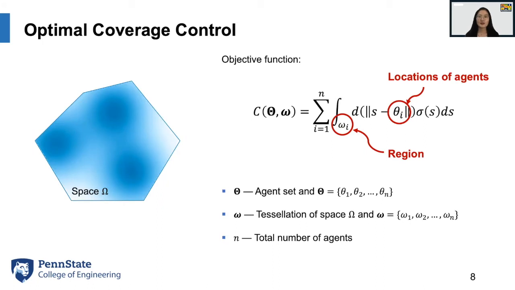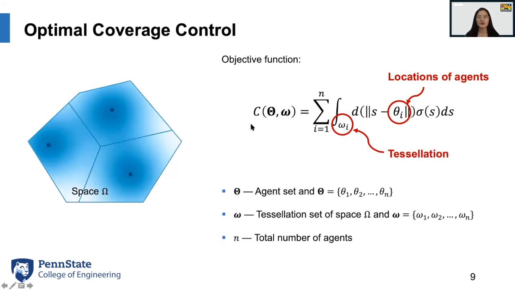Let's think about this further. If we have multiple agents and a complex distribution on space omega as shown in the figure, then we need to divide the space omega into multiple regions and place one agent in each region. The objective is to minimize the total information loss through determining optimal tessellation and the locations of agents.